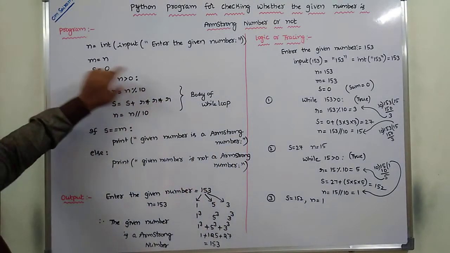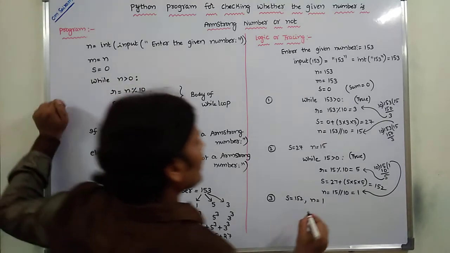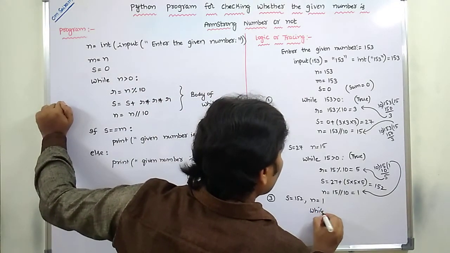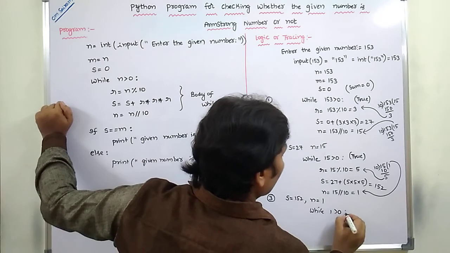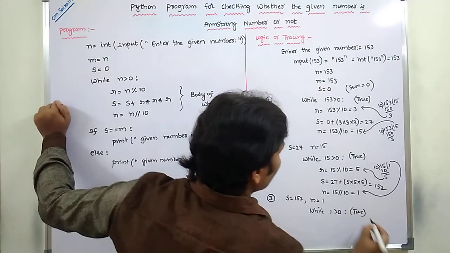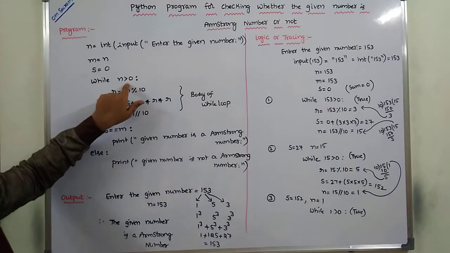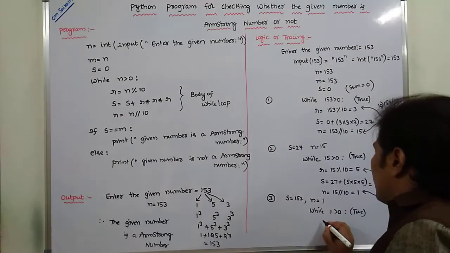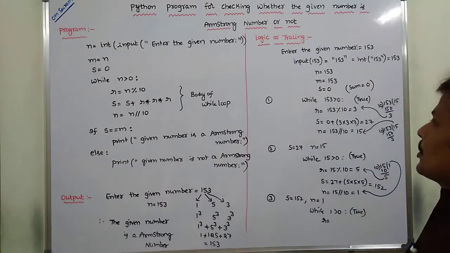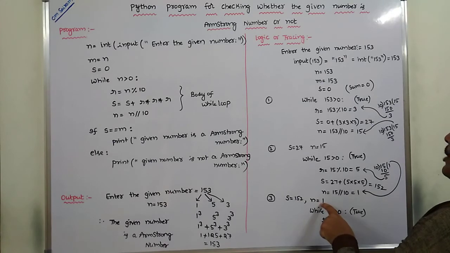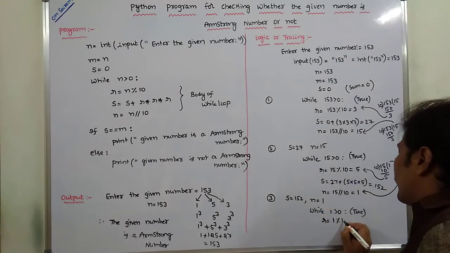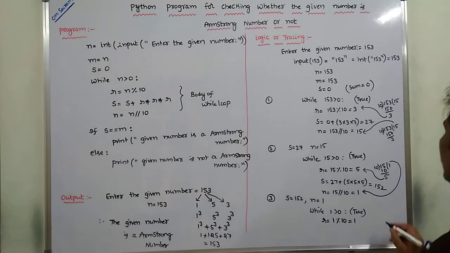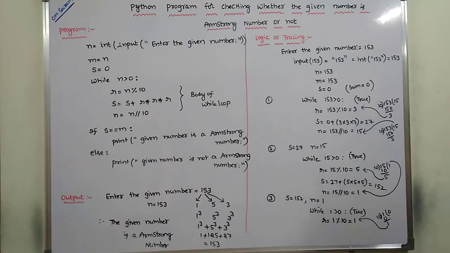Again it goes to the while loop. While n greater than 0, the n value is 1, 1 greater than 0, so the condition is true. If the condition is true, the statements within the while loop are executed. So r is equal to n modulus operator 10, the n value is 1. 1 modulus operator 10 is equal to 1. That means 1 divided by 10, quotient 0, remainder 1. We get 1.